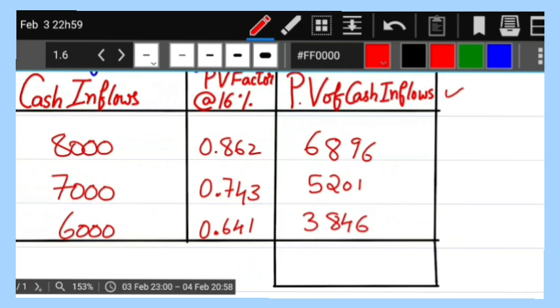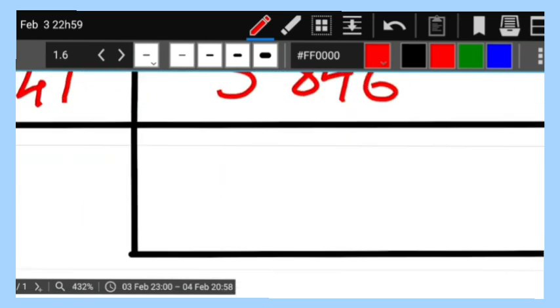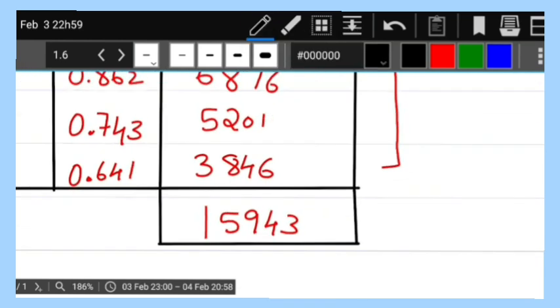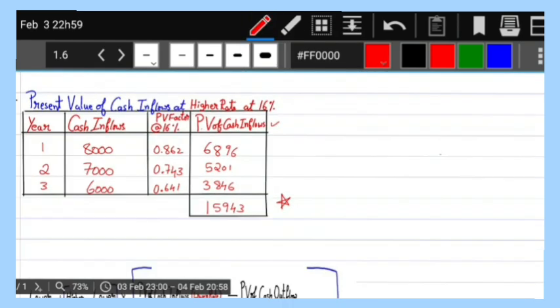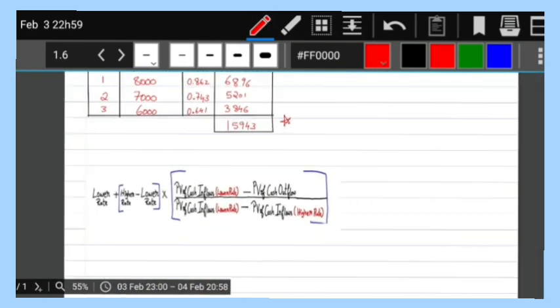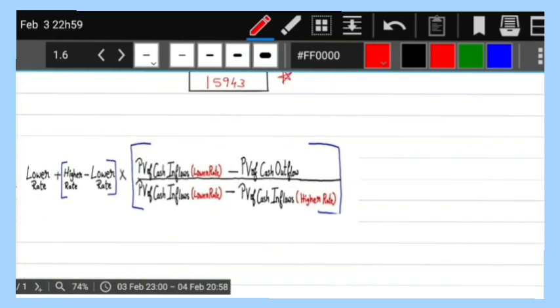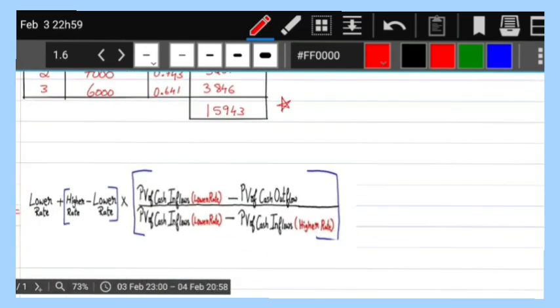Now, if I add all these three values, 6,896 plus 5,201 plus 3,846, I will be getting the answer 15,943. Okay, so this value is very much required while we solve the answer. Okay, now let's use the formula. After doing these two tables, now we have to write down the formula.